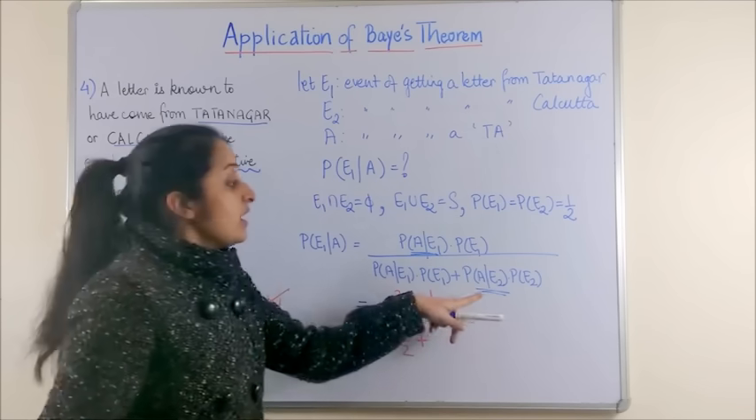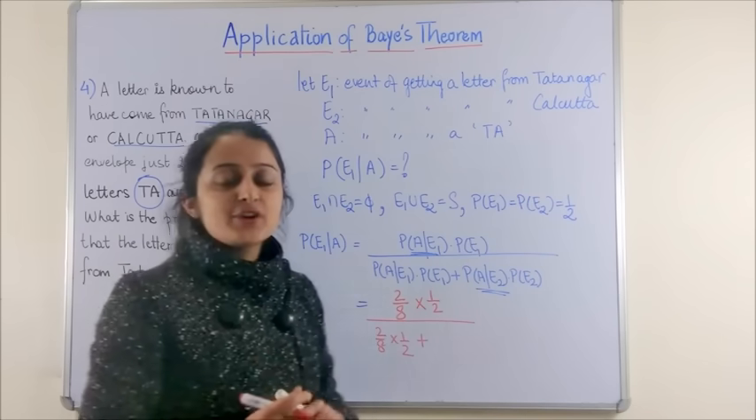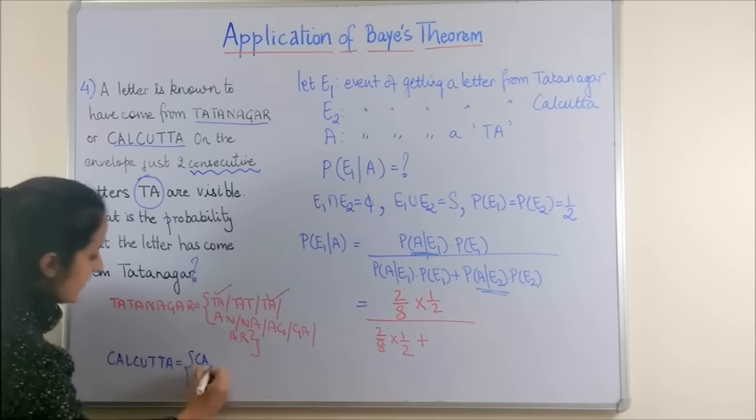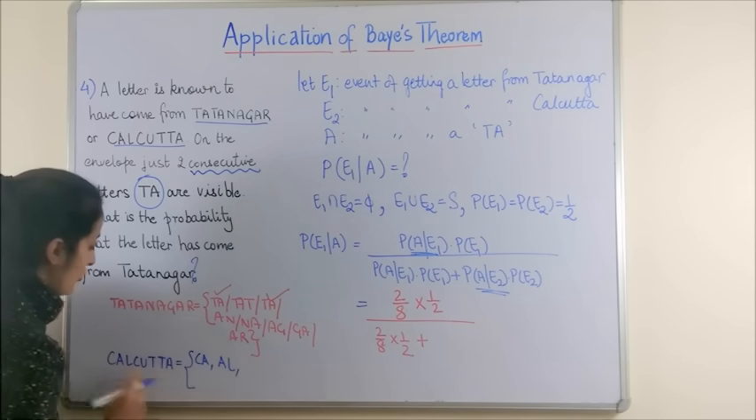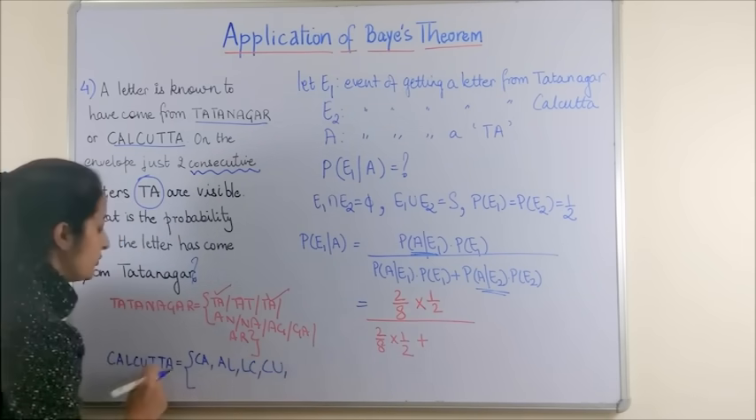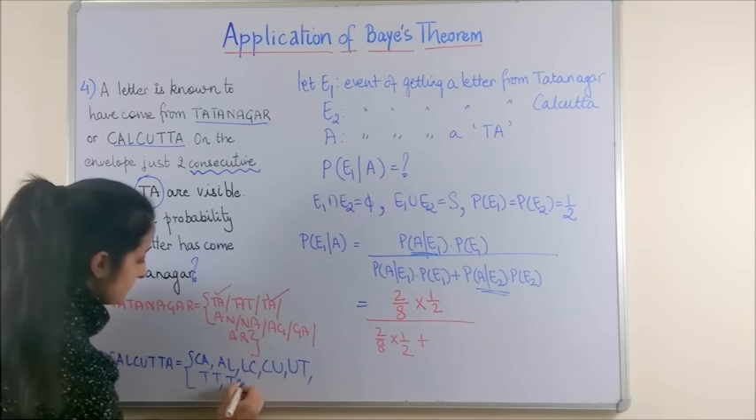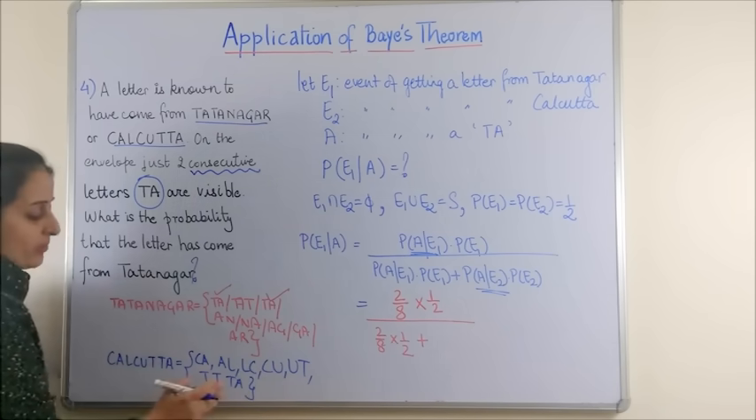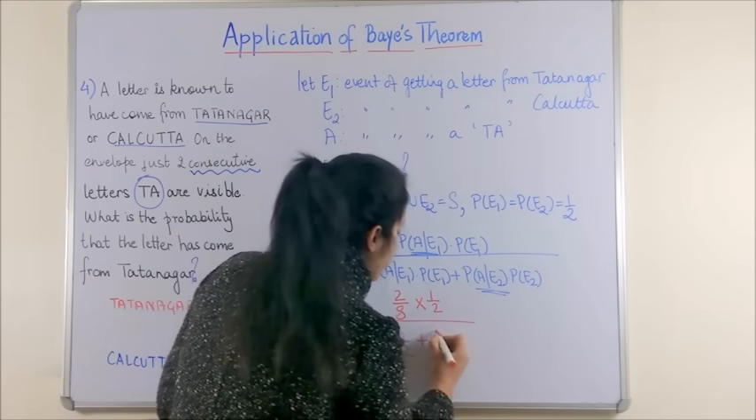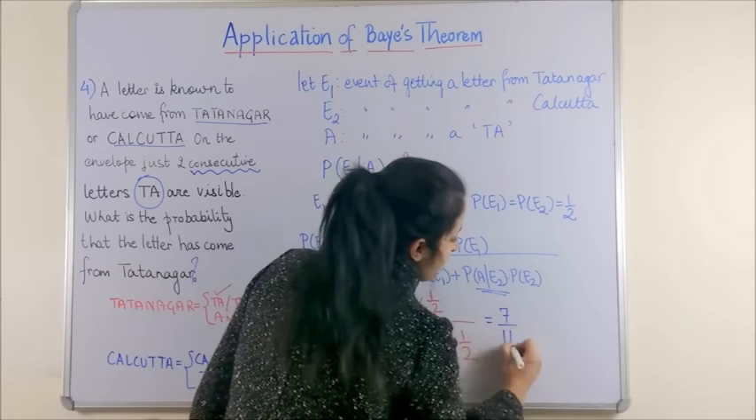Next challenge is probability of seeing TA when the letter is from Calcutta. So let's analyze your word Calcutta again. So if the letter is from Calcutta, I get either CA, or I can see AL, or I can see LC, or CU, or UT, next TT, and next TA. This time we have 7 combinations, out of which TA is occurring only once. So here I get 1 by 7 into half. Now the answer on solving would be 7 by 11.